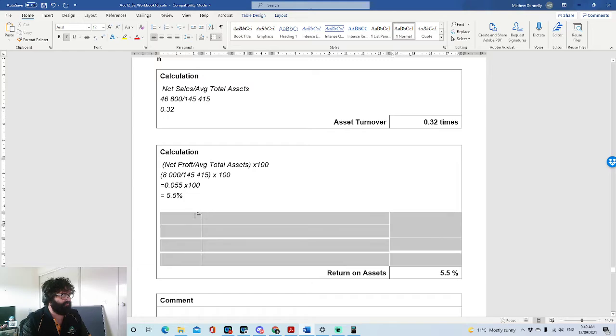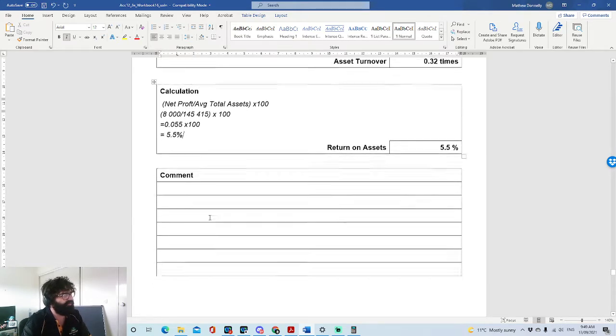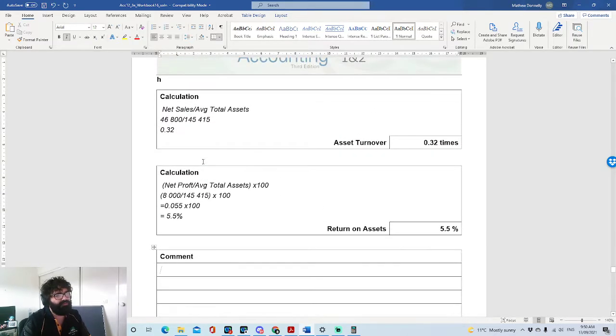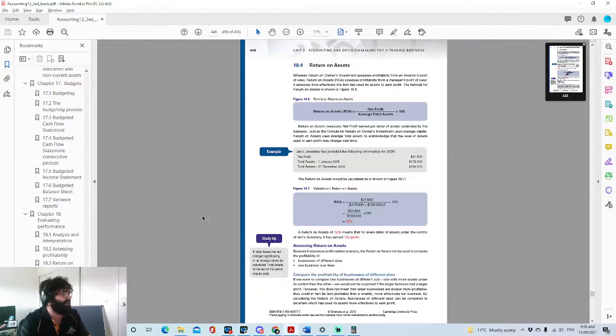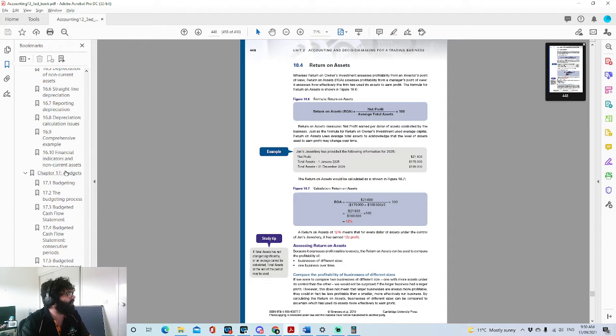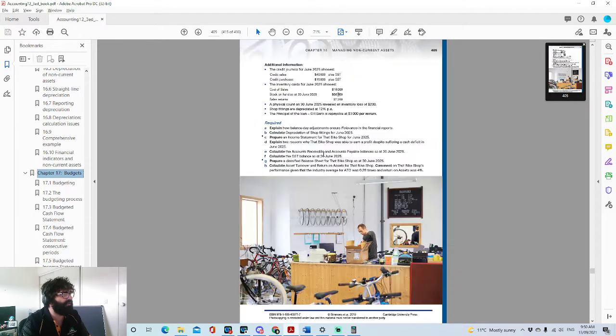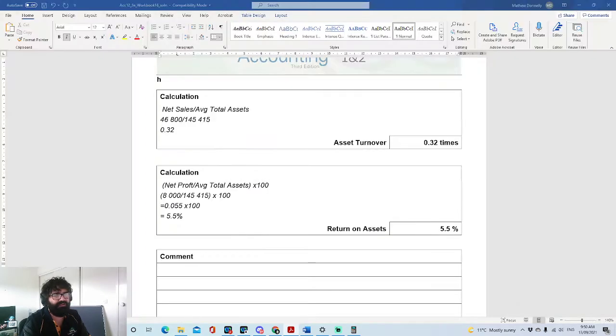So that's really low. You don't want that as a business. We want higher. 5.5%, quite low. That means for every asset we have, we are only making 5 cents of profit. For every asset we have, we're making 32 cents worth of sales. That's bad. We're going back to the exercise. I am zipping a lot over the area, but I'm sure you understand why.